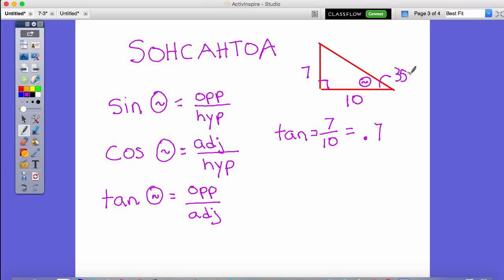So, since this is 90 and this is 35, 35 plus this angle need to add up to 90. So this should be 45, sorry, I said 45, it should be 55.